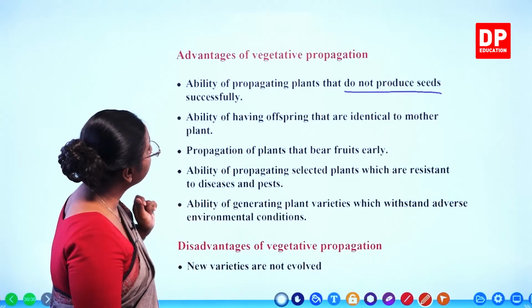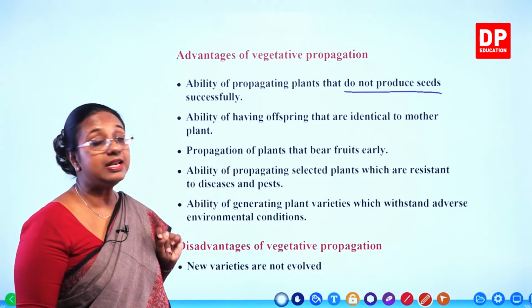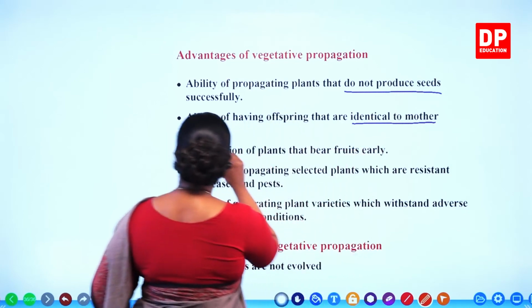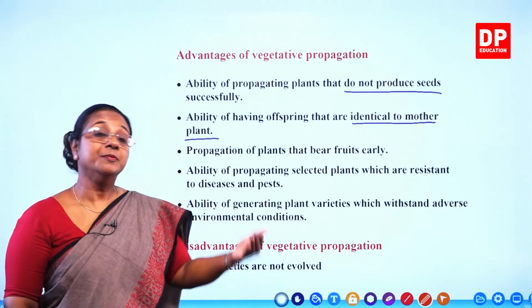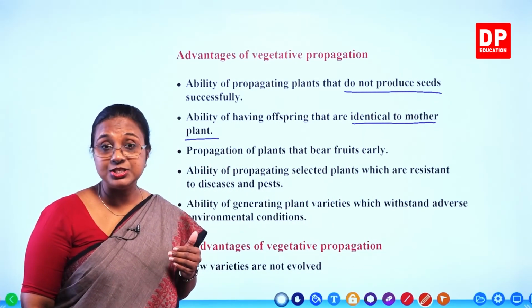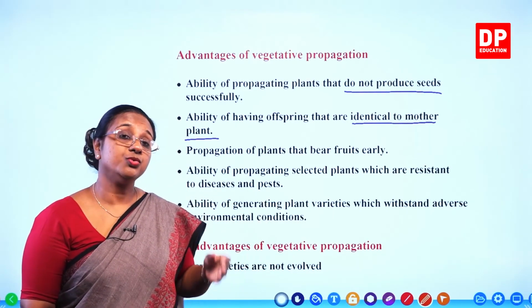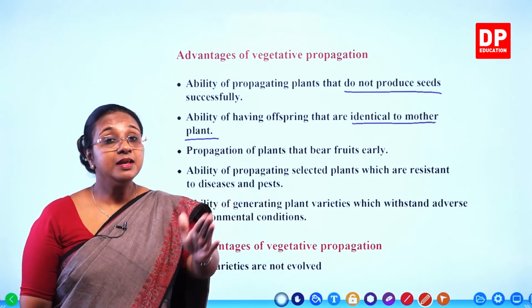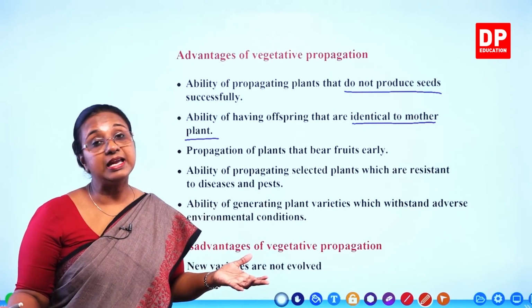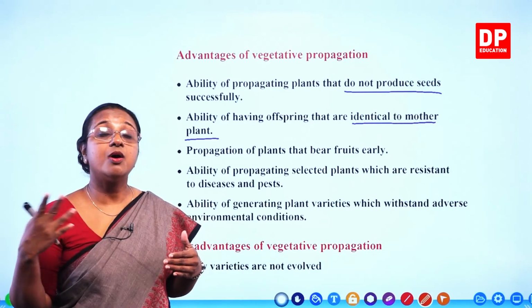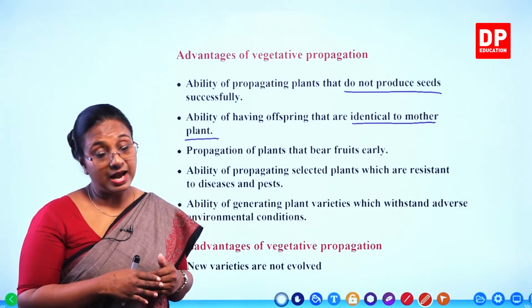Then ability of having offspring that are identical to mother plant. So, identical to mother plant, that is another advantage. Like we saw in tissue culture, identical to mother plant. Even stem cuttings, you cut the stem from the mother plant, replant it. So, it's going to be identical. Again, when it comes to layering, the plants are going to be identical.